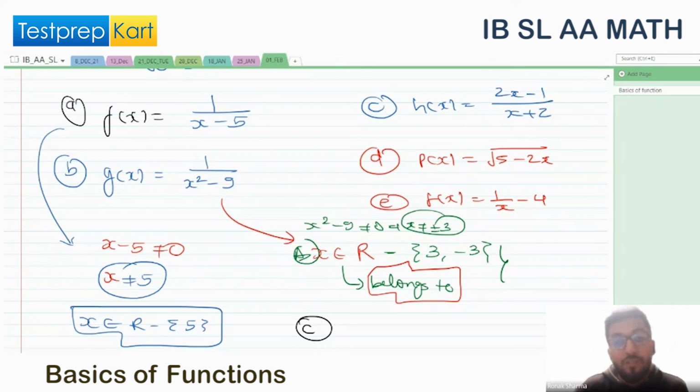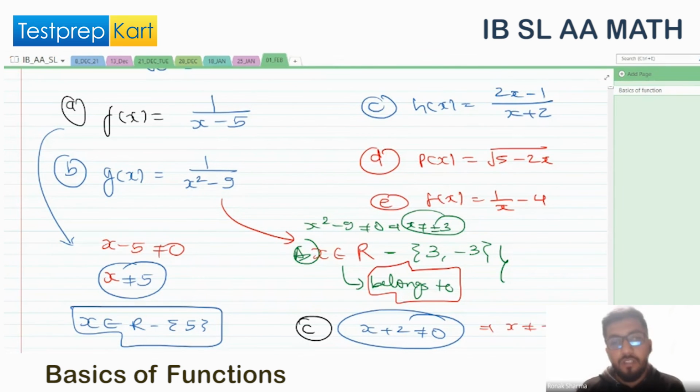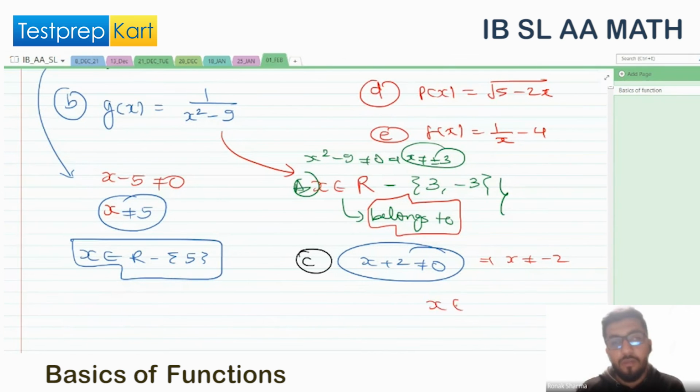You need to talk to the function: what thing is making it uncomfortable? Trust me, this will make the process of finding the domain way too easy. So here, x plus 2 should not be 0. This is the only condition we are able to figure out. That means x cannot be negative 2. If x cannot be negative 2, the domain is R minus {-2}.